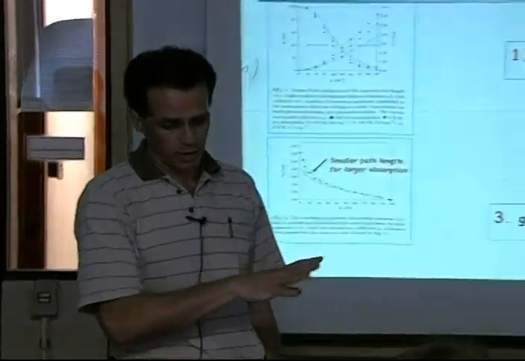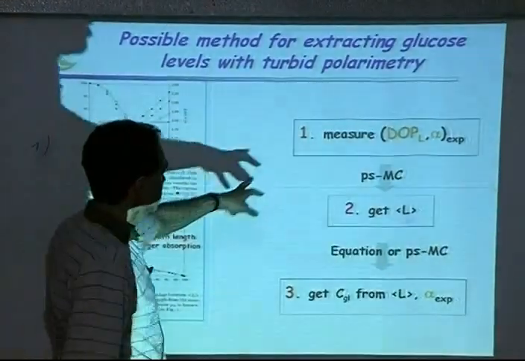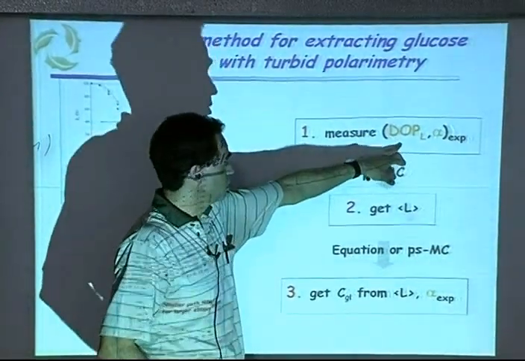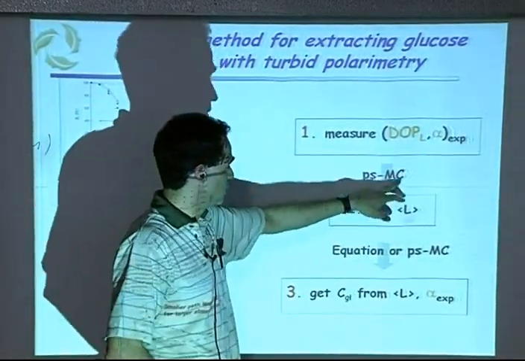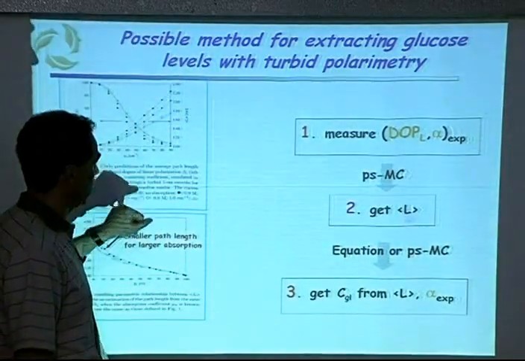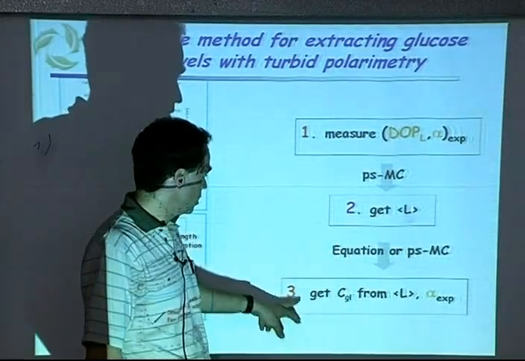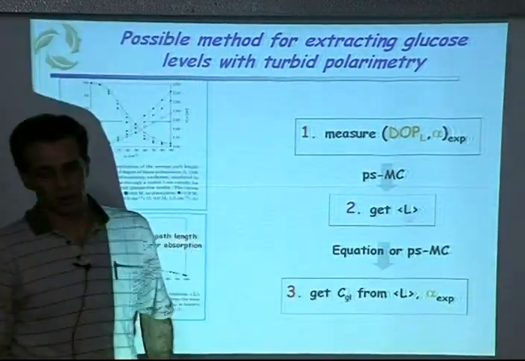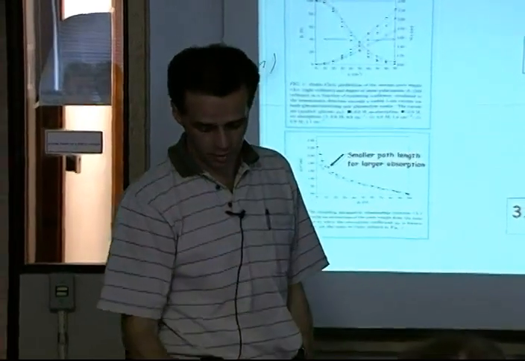So we did some modeling and some measurements and developed an algorithm of getting the degree of linear polarization, which we measure experimentally, the optical rotation. Then through our Monte Carlo model, get the path length, and that's indicated on this graph. And then either through the model or this equation again, try to get the glucose concentration from this path length and from the experimentally measured optical rotation.